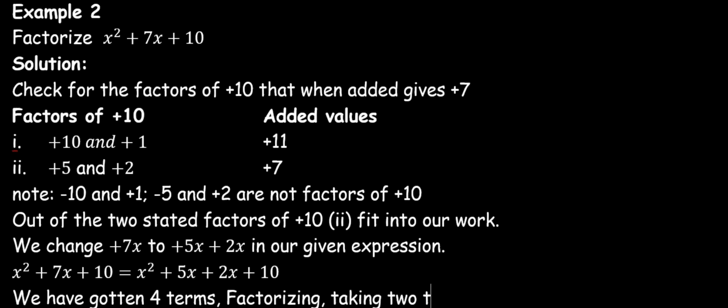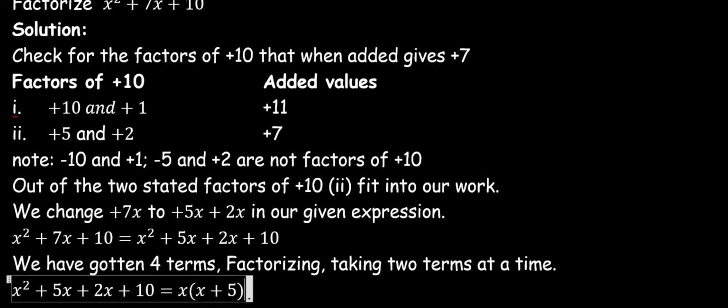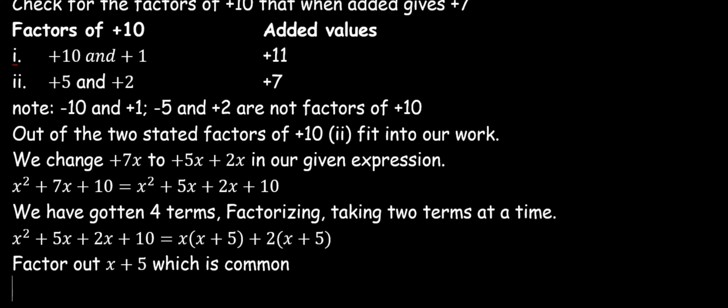Factorizing, taking 2 terms at a time, we have x squared plus 5x plus 2x plus 10 will be equals to x into bracket open x plus 5 bracket close plus 2 into bracket open x plus 5 bracket close. We factor out x plus 5, which is common. Our solution becomes x plus 5 bracket open and close into another bracket open x plus 2.